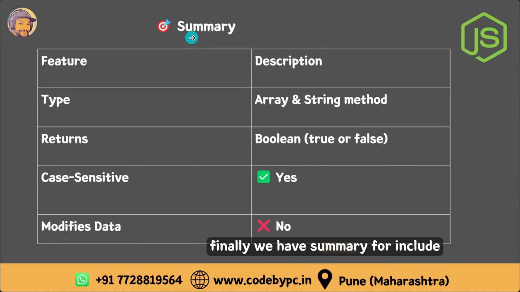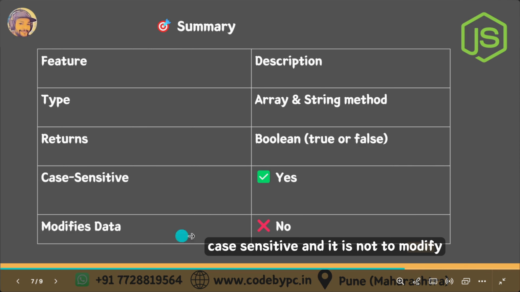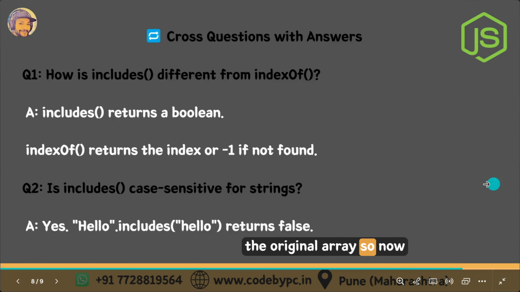Finally we have a summary for the includes method. The includes method works with arrays and strings. It always returns a boolean, which means it always returns true or false. The includes method is always case sensitive, and it does not modify the original array.